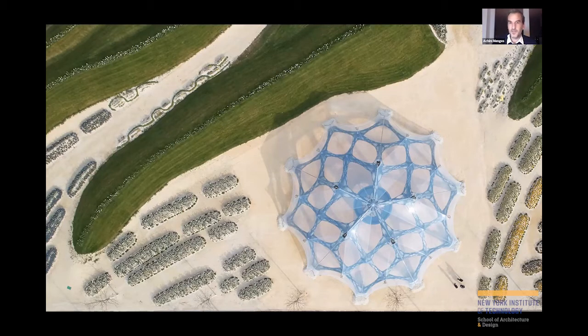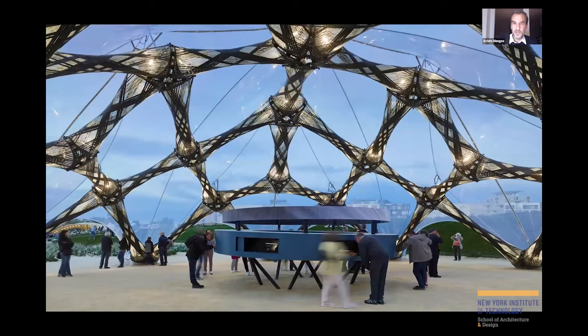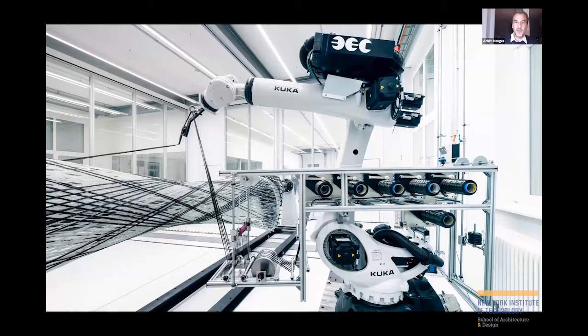It's basically a maximum transparent shelter for an exhibition piece at the center, a dome that is about 25 meters in diameter, houses this exhibition that was not designed by us, with a structure that is only made from fiber. So again, not a single piece of steel in the system. Here you can see the fabrication process.